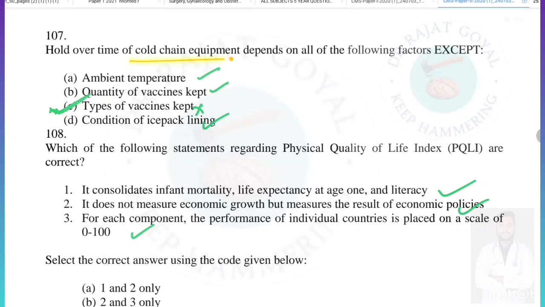Holdover time of the cold chain depends on all the following except. So holdover time is the time when there is power cut off. So it depends on the ambient temperature, this is true. Quantity of the vaccines, this is true. Types of vaccine kept, no, this is not true. Condition of the ice pack lining, this is true. So answer here will be C.